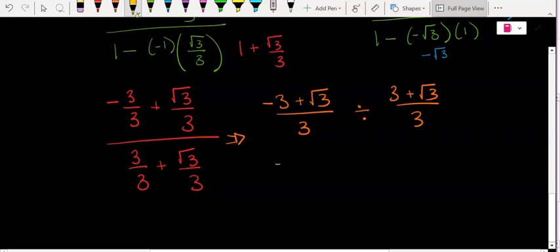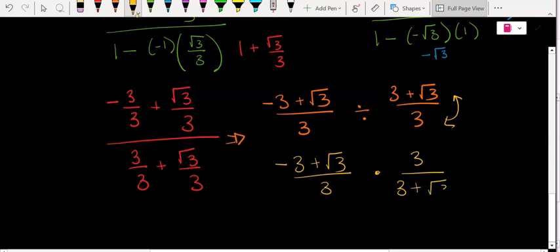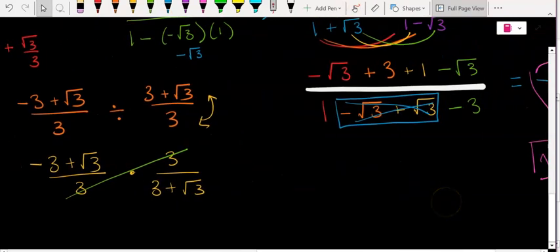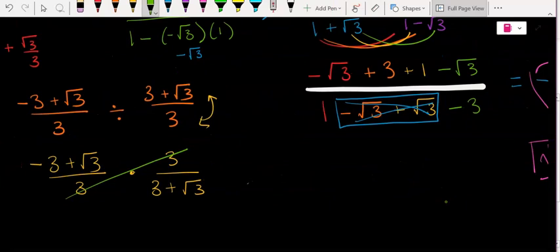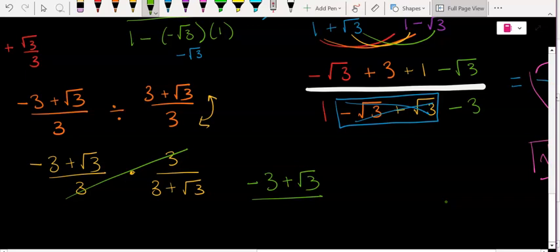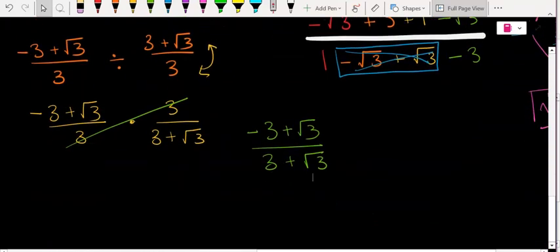And so then I'm going to keep, change, flip. So it gets me negative 3 plus the square root of 3 divided by 3 times, and I'm going to flip these two and do 3 over 3 plus the square root of 3. And you can see right here, these 3's will cancel right on out. And now I will be left with negative 3 plus the square root of 3 divided by 3 plus the square root of 3.